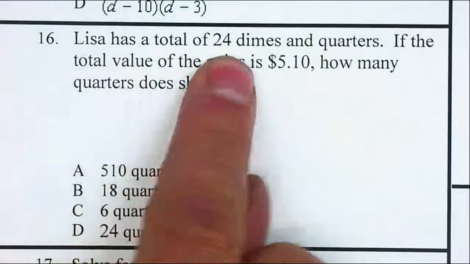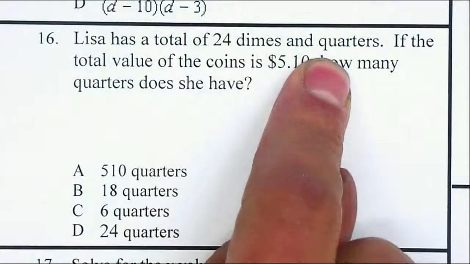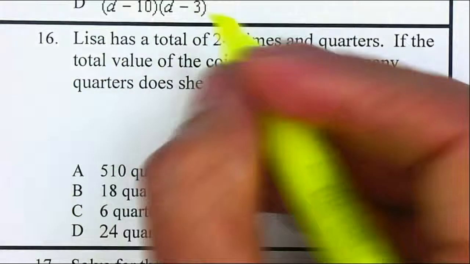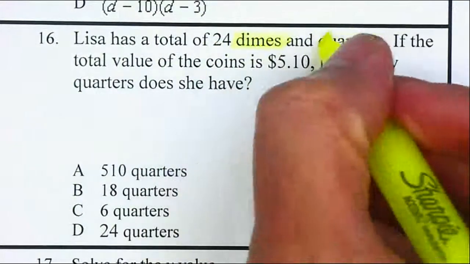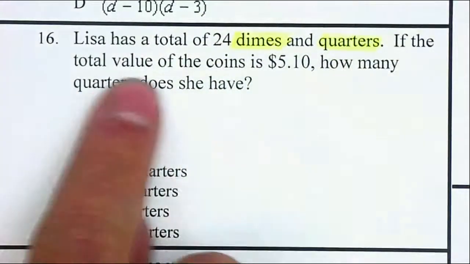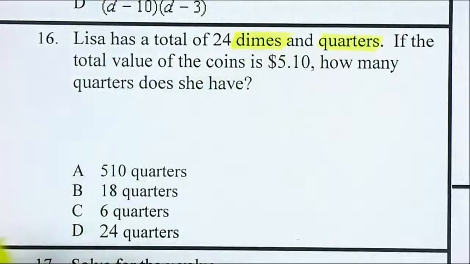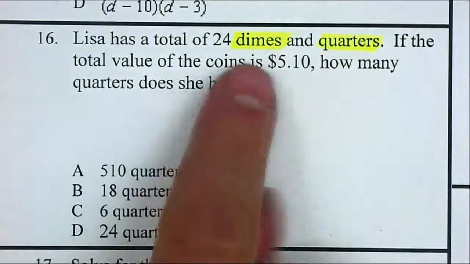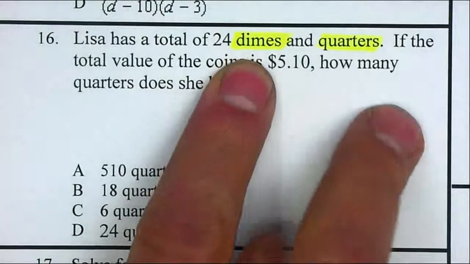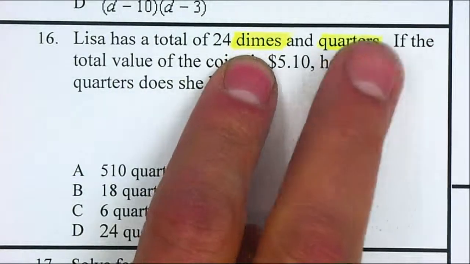Lisa has a total of 24 dimes and quarters. So if she has 24 coins made out of dimes and quarters, and the total value of the coins is $5.10, how many quarters does she have? In this case, we have two unknowns. We don't know how many dimes and we don't know how many quarters.